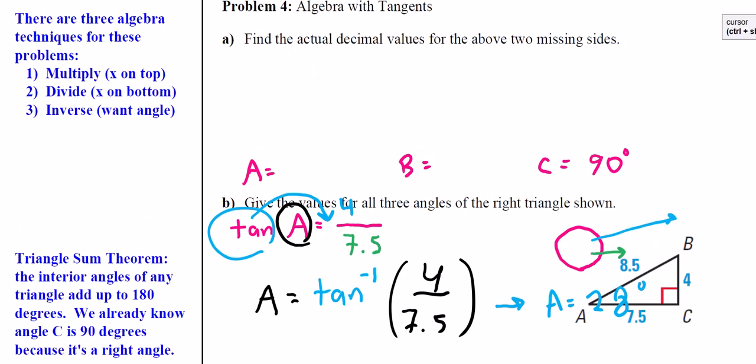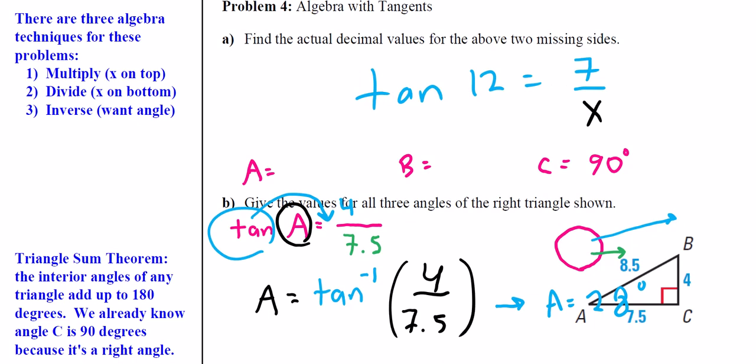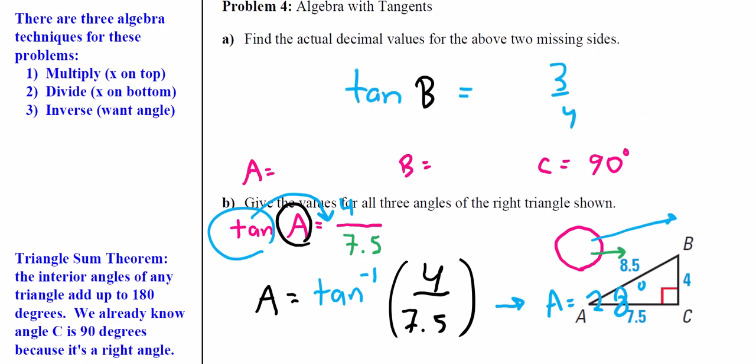And then, depending on what your setup looks like, you may need to multiply. So here's an example of where you would multiply. We'd multiply 5 to both sides. We divide if the x is on the bottom, and dividing is on the bottom, so that means we're going to switch them, resulting in that. And then if I happen to be looking for the angle, our third technique, we would do the inverse, and then follow the instructions as we explained for using the calculator.